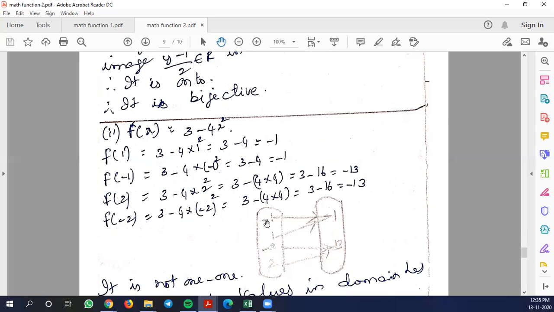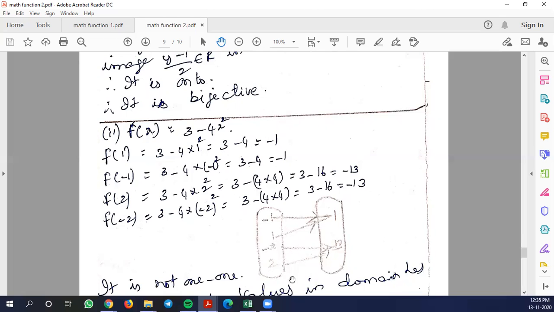What is the image of minus 1? It is minus 1. Here, what is f of 1? It is also minus 1. So minus 1 is here. Here also, what is for 2? The answer is minus 13. For minus 2 also the answer is minus 13. So here it is, remember, it is minus 1 here.